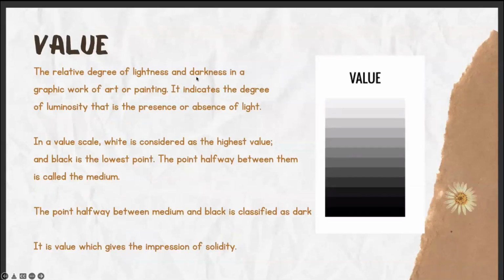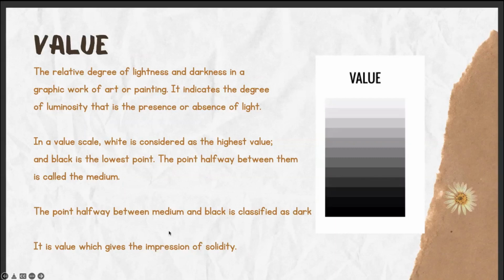The relative degree of lightness and darkness in a graphic work of art or painting. It indicates the degree of luminosity, that is the presence or absence of light, which we'll talk about later. In a value scale, white is considered as the highest value, and black is the lowest point. The point halfway between them is called the medium. The point halfway between medium and black is classified as dark. It is value which gives the impression of solidity.